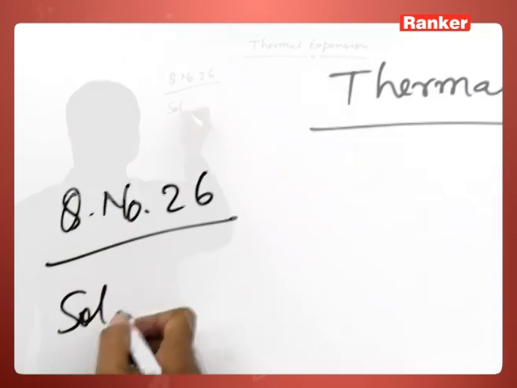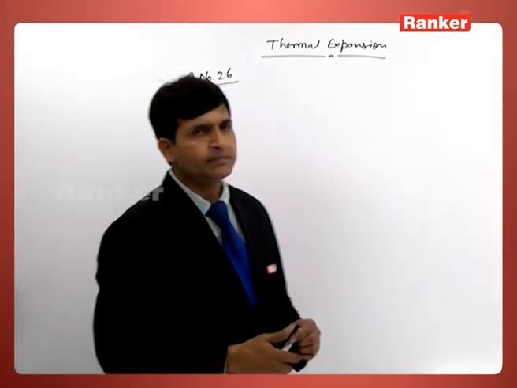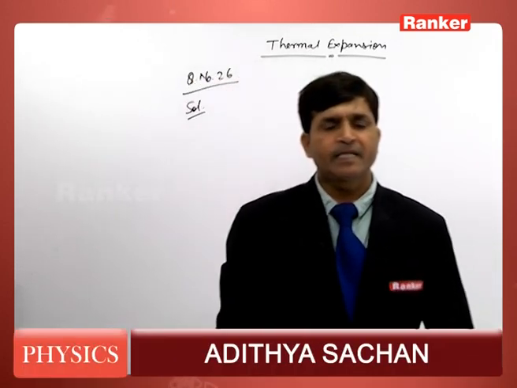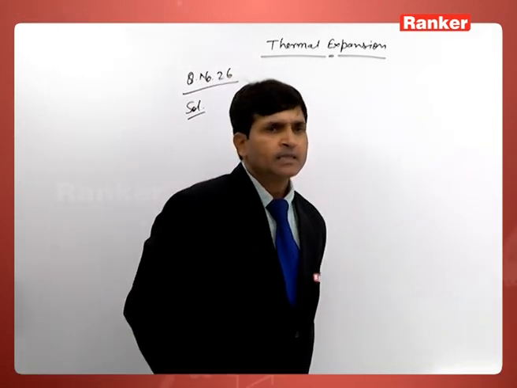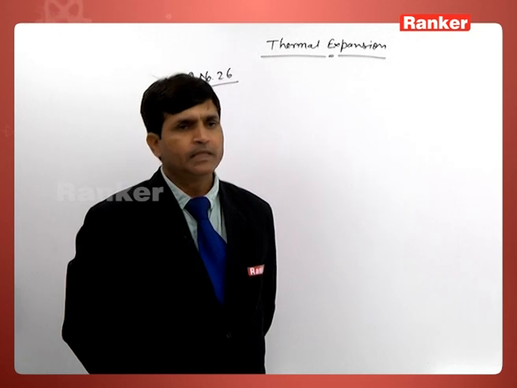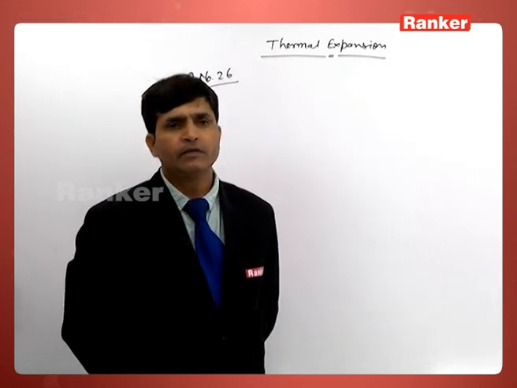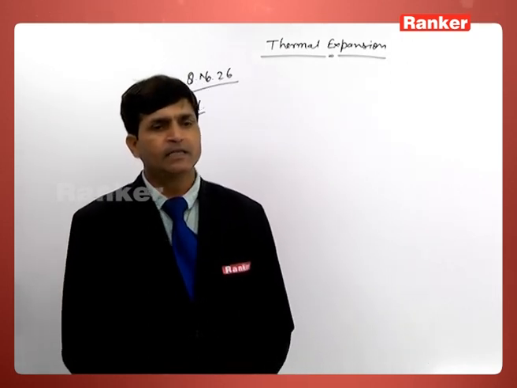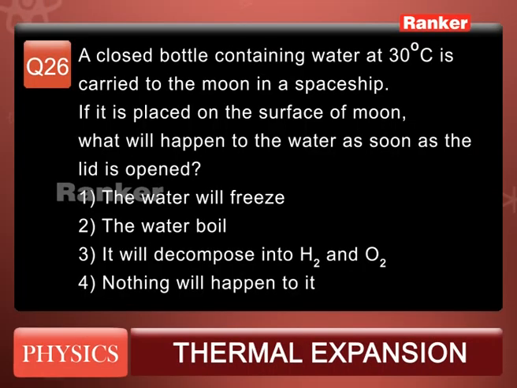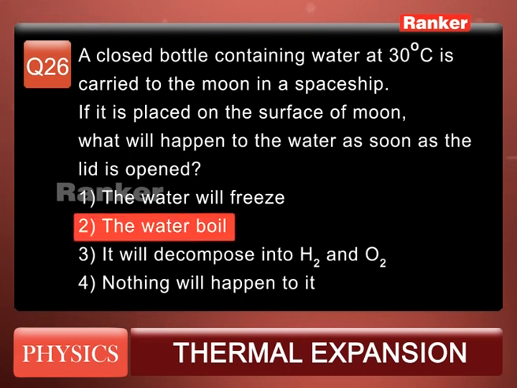As we know, when we are going to the moon through the spaceship, the atmospheric pressure at the moon is very less. So as the pressure decreases, the boiling point of the water decreases. So as soon as the water is exposed on the moon, since the pressure is very less, it immediately starts boiling. So option number 2 is the correct option. It starts boiling because the boiling point decreases, or we can say at 30 degrees temperature itself it starts boiling.